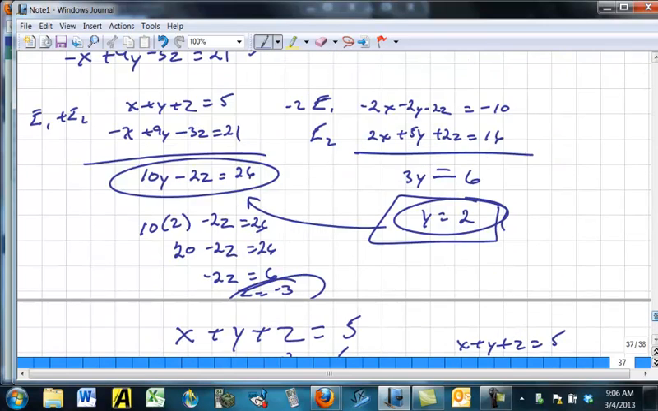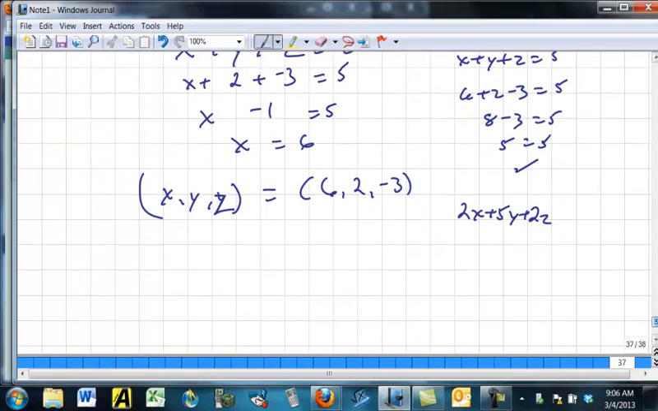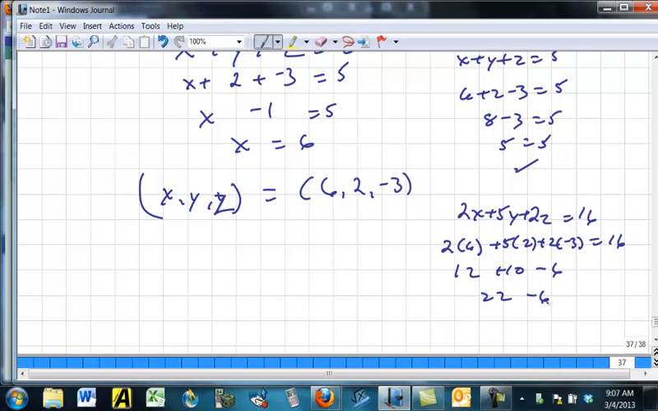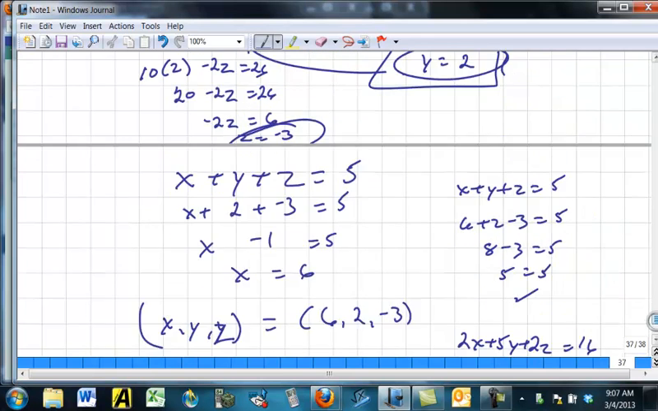And that's supposed to be 16. Alright, let's check it. 2 times 6 plus 5 times 2 plus 2 times negative 3. It's supposed to be 16. Let's see, this is 12 plus 10, that's 22. Minus 6 is 16. Alright, I'm feeling pretty good now because it's already checked twice.